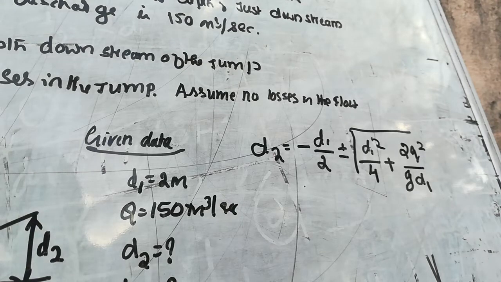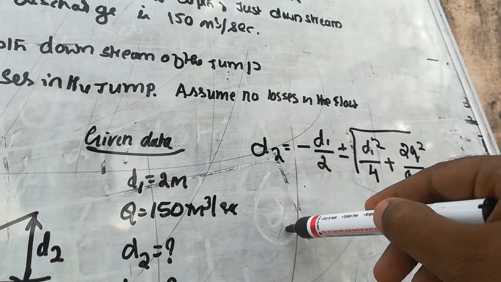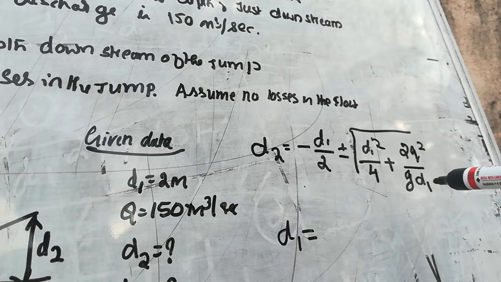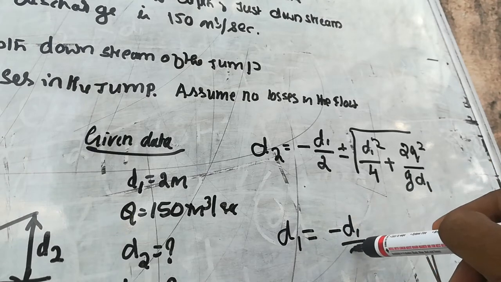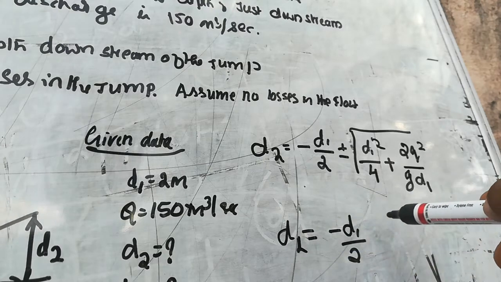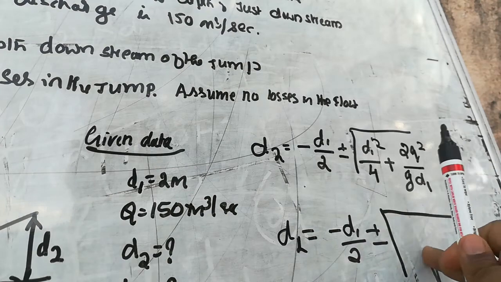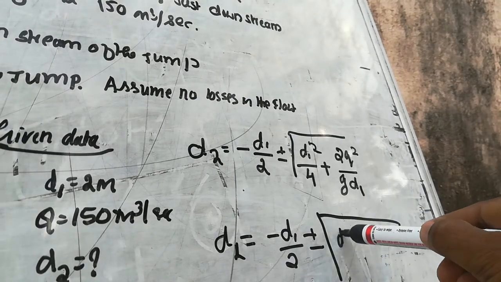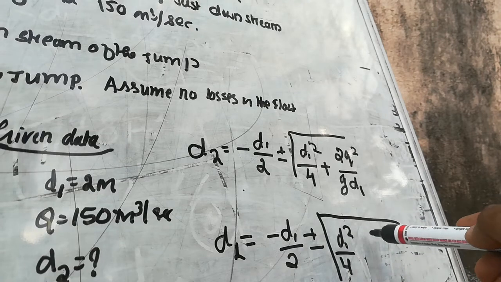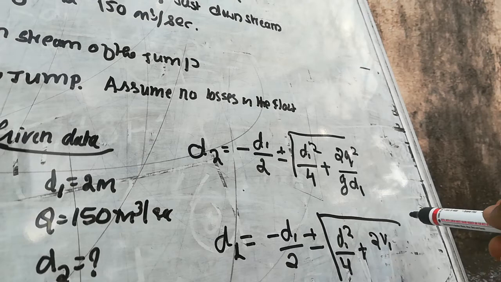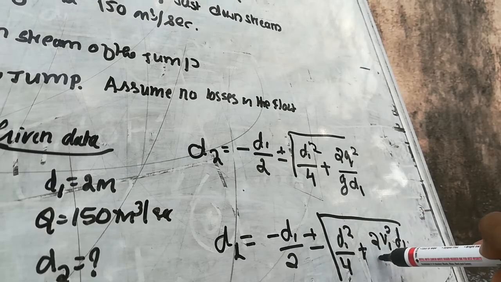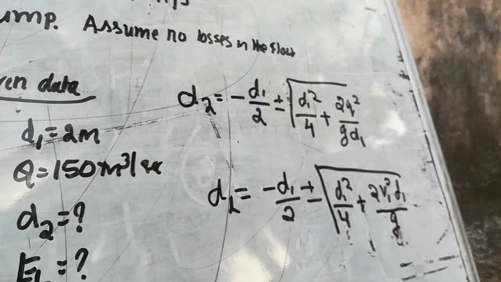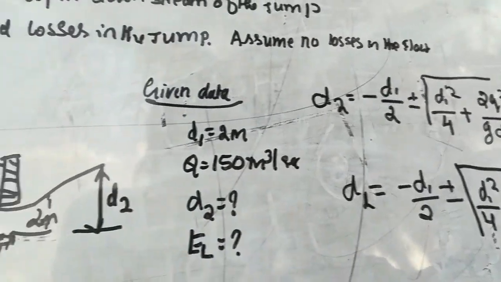We have another formula: d2 is equal to minus d1 by 2 plus or minus root of d1 square by 4 plus 2 v1 square d1 by g. Here, I want to go for this one.